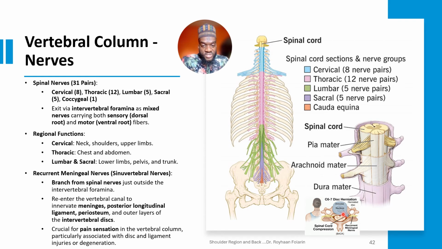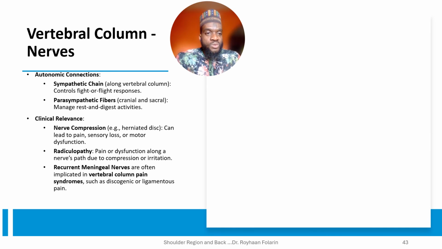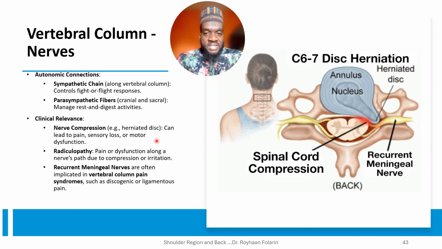So whenever there is a degeneration in any of these, the recurrent meningeal nerve helps to radiate this sensation. We also have autonomic connections, through the sympathetic and parasympathetic chains. Whenever there is a nerve compression, as in disc herniation, this can lead to pain and serious loss of function, motor dysfunctions.